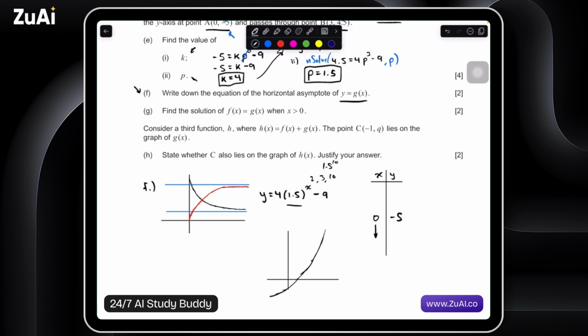And then when we go the other way, what happens is x itself will become negative. Without going into too much detail, 1.5 to the negative x is just 1 over 1.5 to the x.